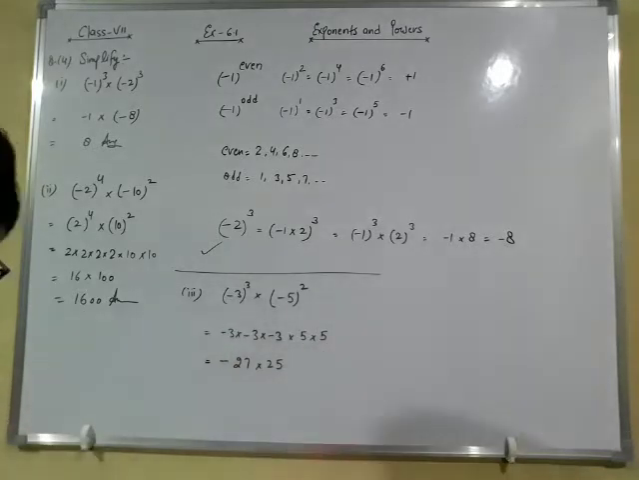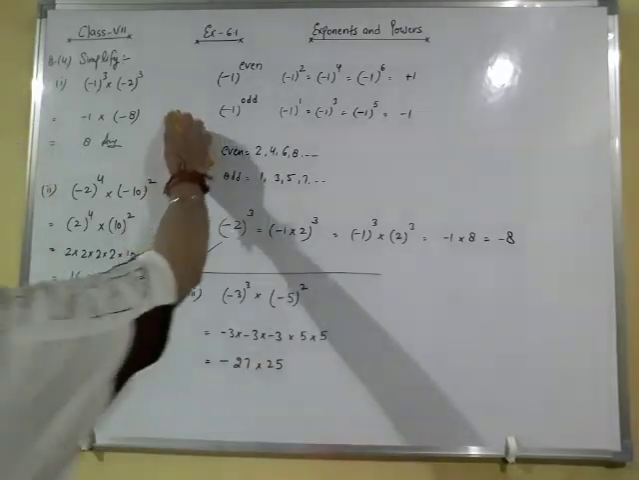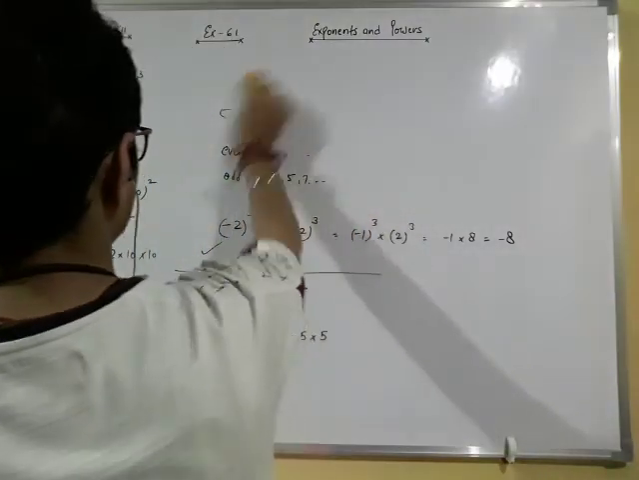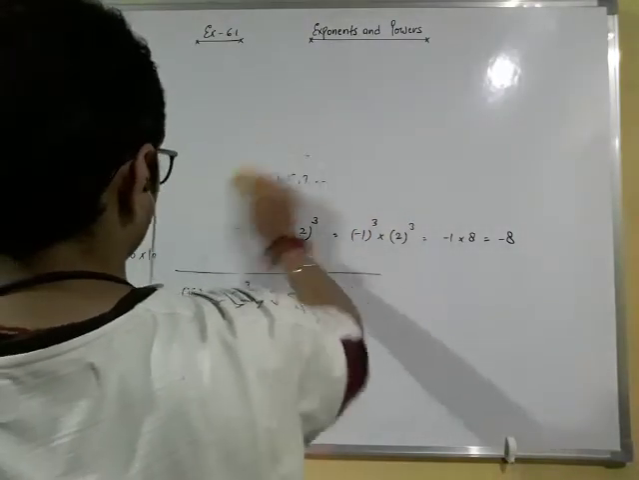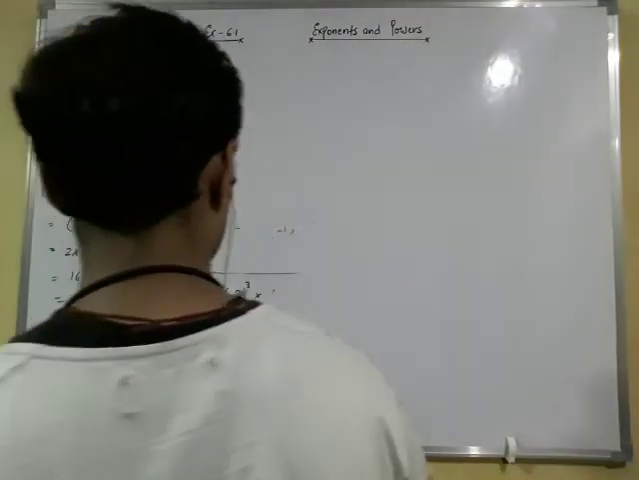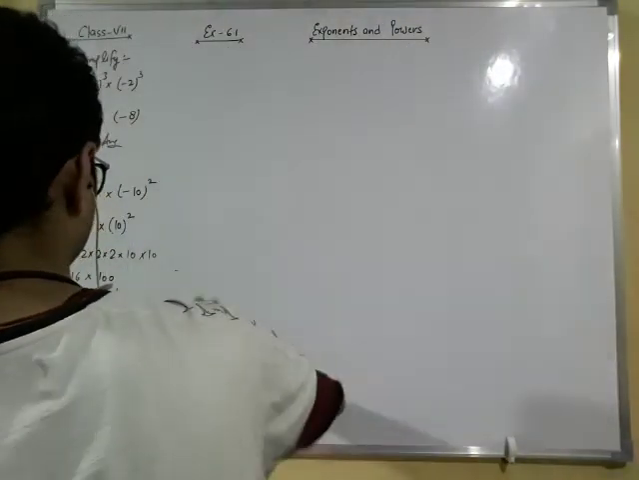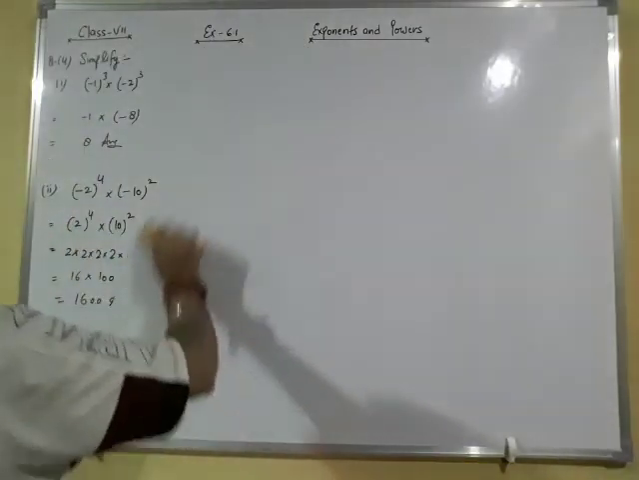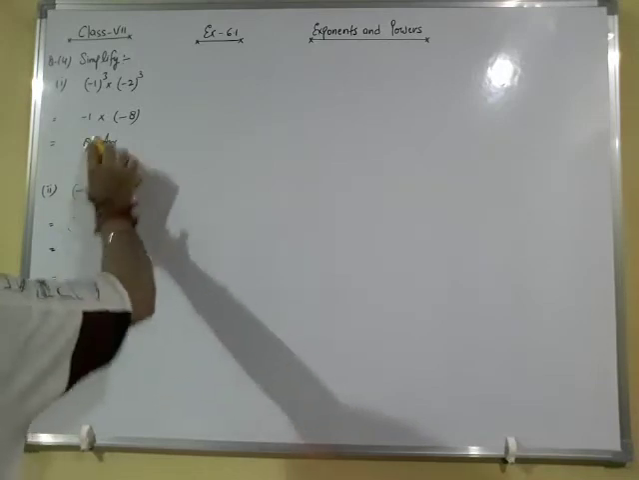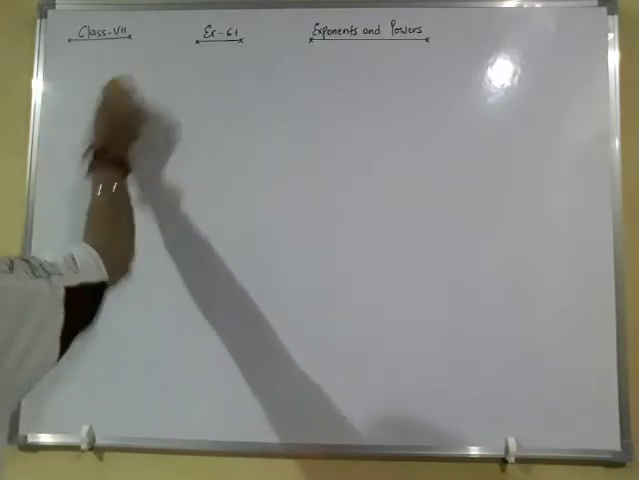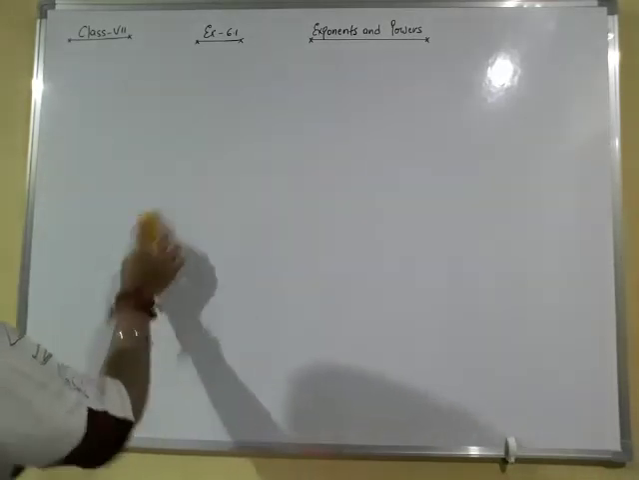Okay, now move on to question number 5. Like this you can solve all the exponents which are having even power or odd power. If the power is even, then the answer will be positive, and if the power is an odd number, then the answer will be negative. Okay, move on to question number 5.